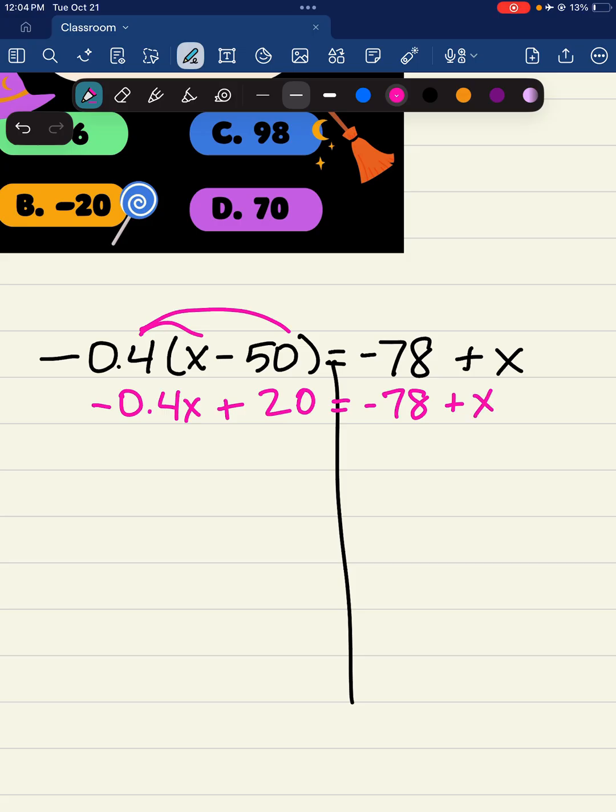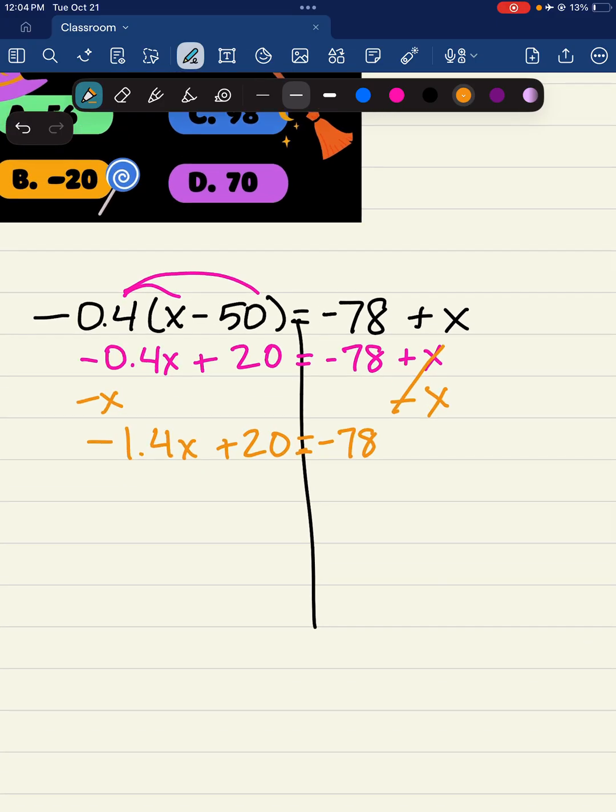Then we see, is there anything I can combine on either side? No, there is not, so we're going to go ahead and solve. So remember, we always move our variable first, so we're going to subtract x from the right to the left. It cancels. Negative 0.4x minus x would give me negative 1.4x plus 20, and minus 78 drops down. Our next step, we are going to subtract 20 on both sides, and that cancels. So I have negative 1.4x, which equals negative 78 minus 20, which is negative 98.